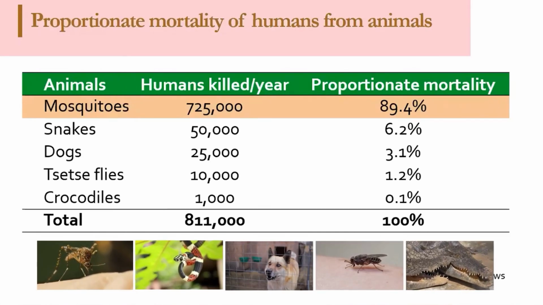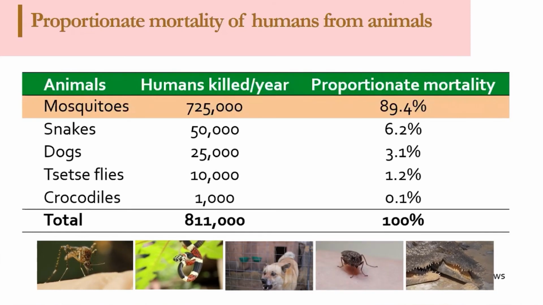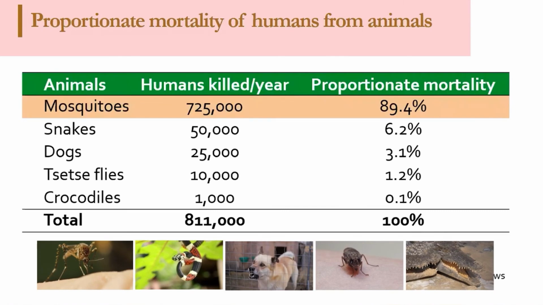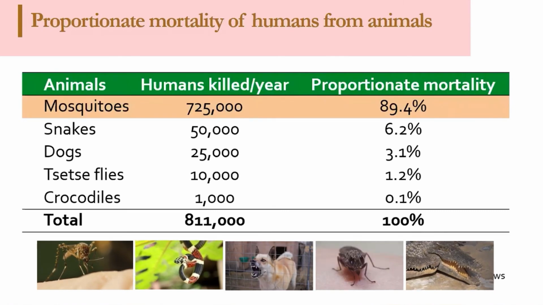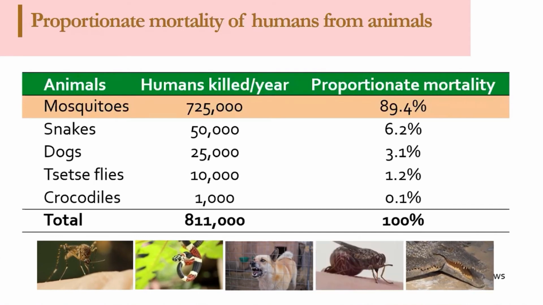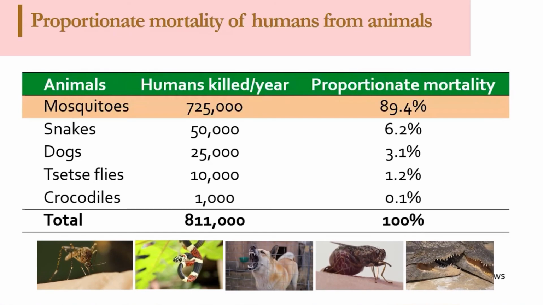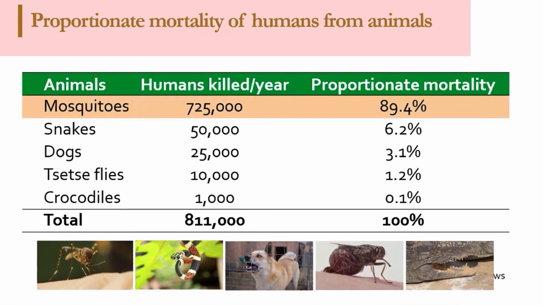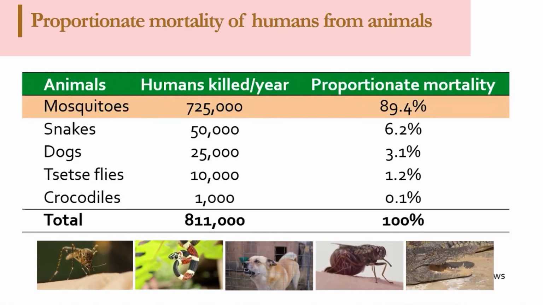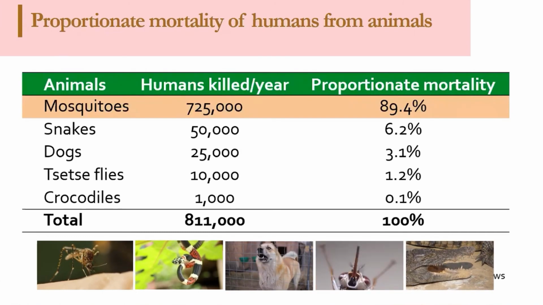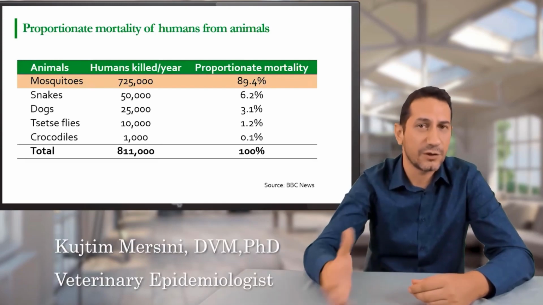It was broadcasted by the BBC. And we could see that almost 90% of human deaths is derived from mosquitoes, unthinkable. But also, for example, dogs, which are the best friend of humans, are ranked third, although with 3% of proportionate mortality. If we add up the proportionate mortalities, they all sum up to 100. So that's one of the indicators where proportions are used to measure disease frequency, mortality, morbidity and so on.